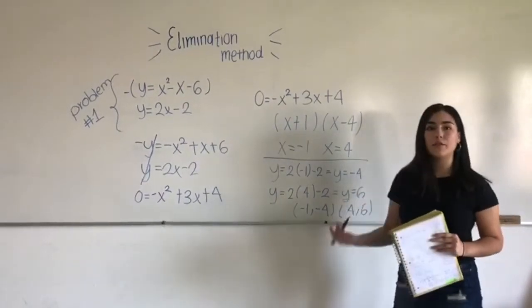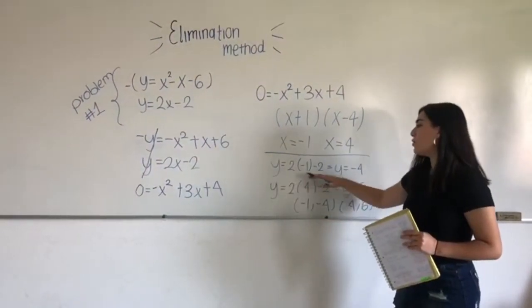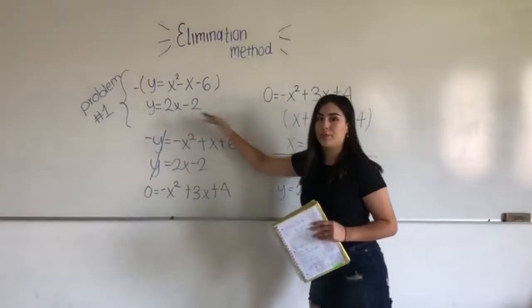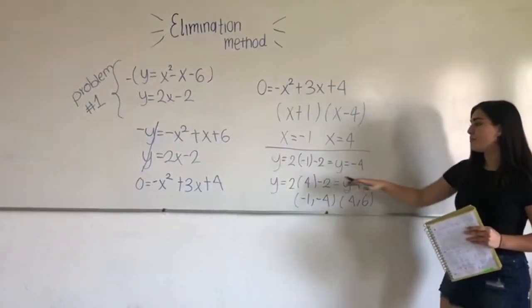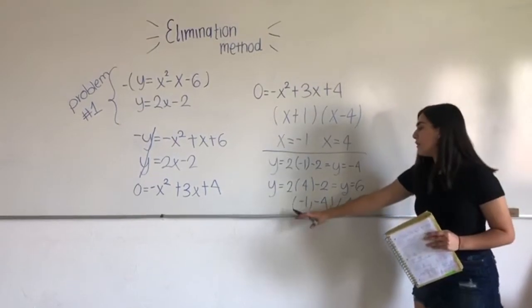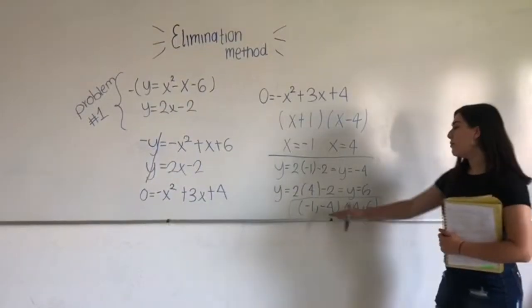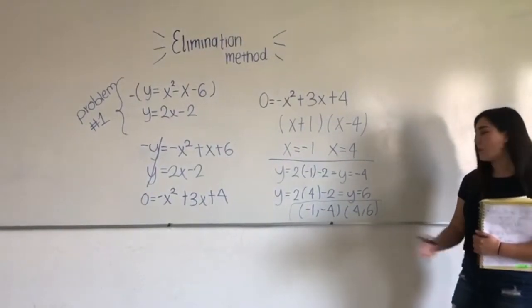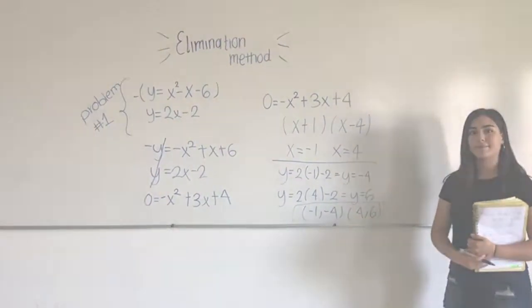So to get our final answer, we need to substitute the x's that we have here into the linear equation. So it goes like this. And our final answer will be the coordinates (-1, -4) and (4, 6). So this is our final answer.